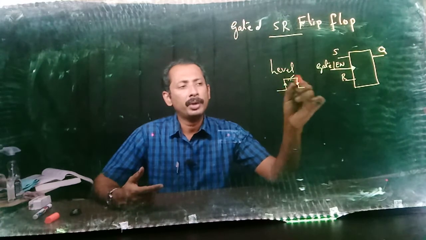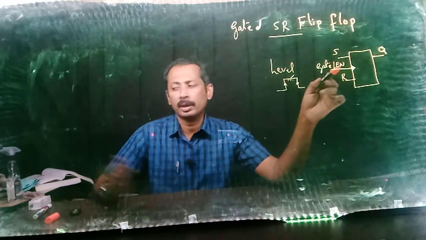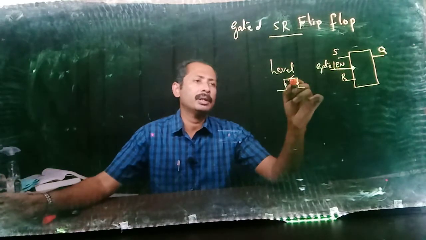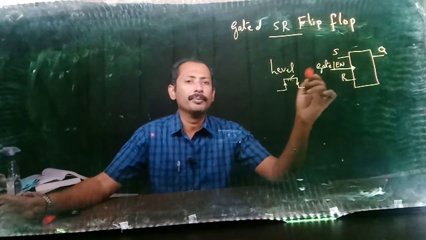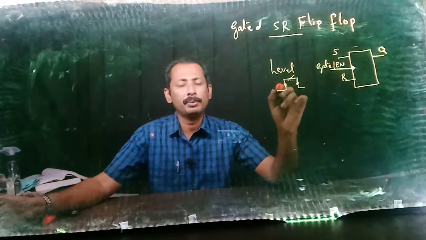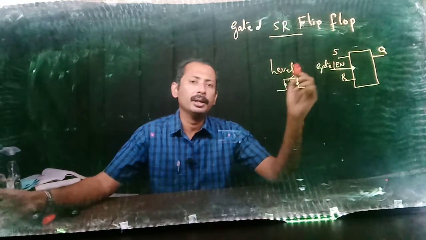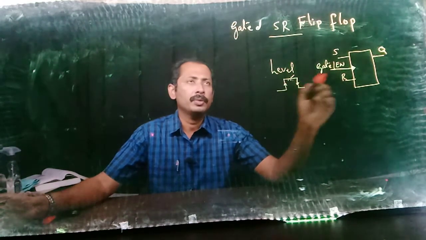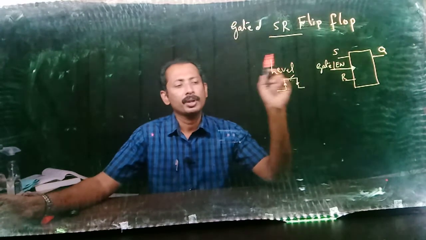So we can arrange circuits in such a way that this works either in level triggered or in positive edge or negative edge triggered. Any one of these will work. That is, it will work either at the positive edge, or at the negative edge, or at level trigger. So we call this gated SR flip-flops.